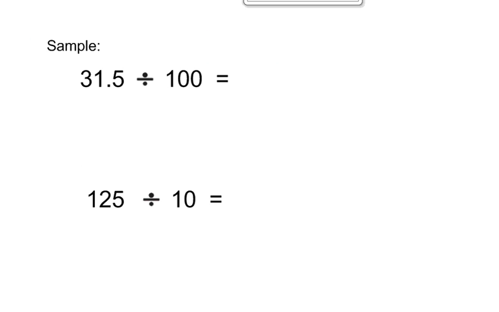Then I'll leave you with two sample problems to work through as you go through this example. And that is the process we want to follow mentally as we divide by 10 and 100.